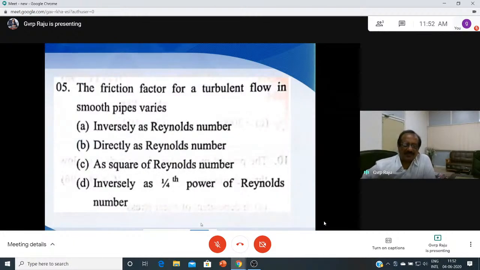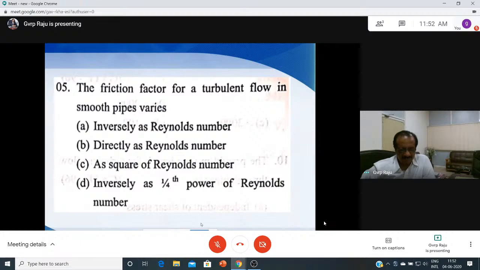This is another straightforward problem. The friction factor for a turbulent flow in smooth pipes varies. When the flow is turbulent, with the Reynolds number less than 4000, then the friction factor f is equal to 0.316 by Rn to the power of 1 by 4.